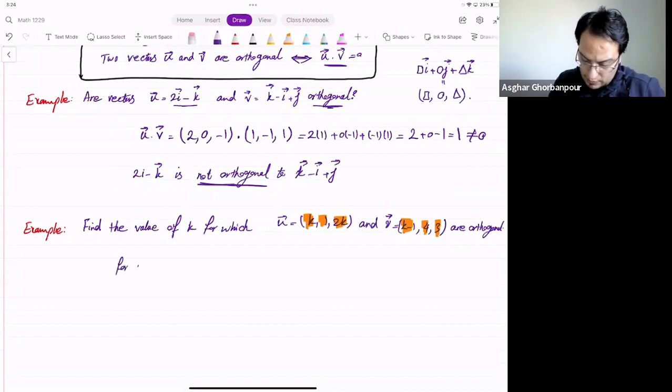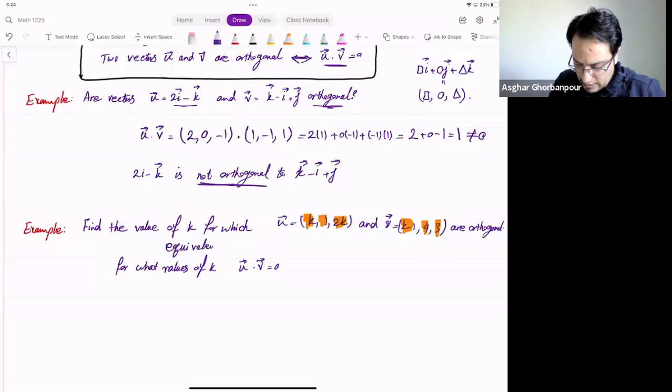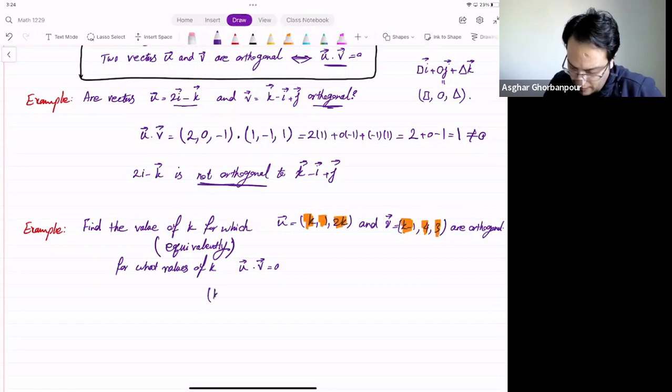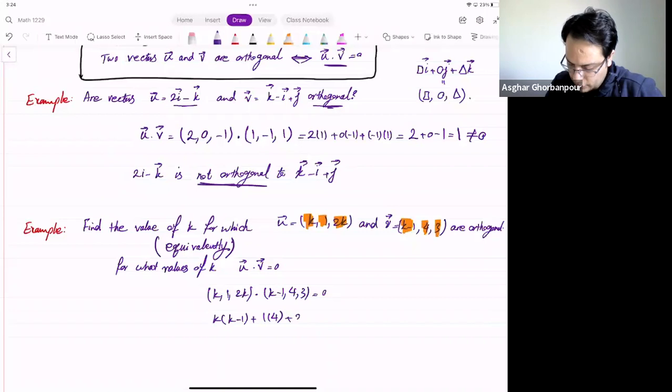This is another way of writing this. So for what values of k is u dot v equal to 0? This is an equivalent way of rephrasing that for you. But why is it important? Because we can now find the dot product for these two vectors. k times k minus 1, this is first component times first component, 1 times k, 4, and 2k times 3. This must be equal to 0.